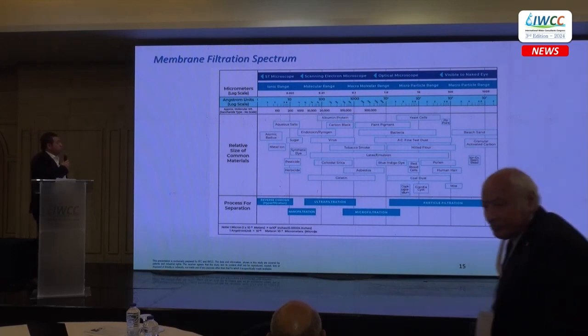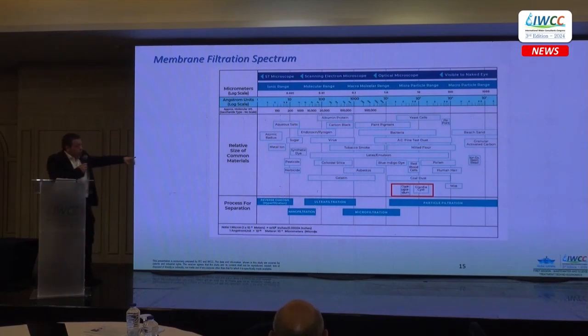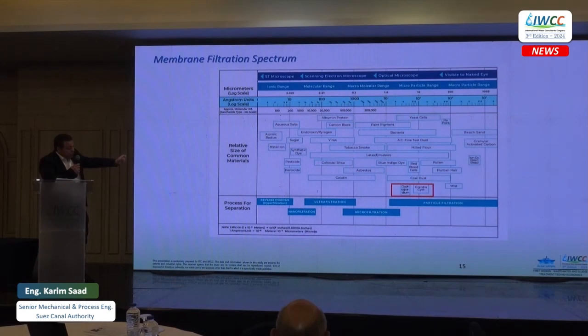According to the membrane filtration spectrum, we could see here that Cryptosporidium and Giardia have a size greater than the nominal pore size of both microfiltration and ultrafiltration. So we could expect that microfiltration and ultrafiltration membranes have very high removal efficiency for Cryptosporidium and Giardia. Besides, we could see that ultrafiltration also has high removal efficiency of viruses physically, and for bacteria.